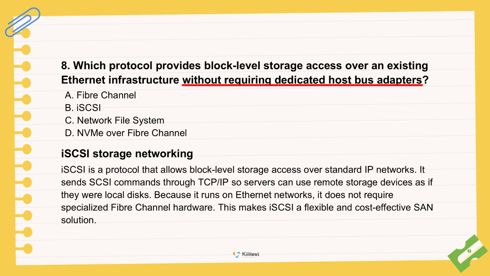The same goes for NVMe over Fibre Channel. It still relies on that expensive physical fabric. Which leaves iSCSI as the hero here. iSCSI takes those raw block-level SCSI commands and encapsulates them inside standard IP packets. It then transports them over the exact same standard commodity Ethernet networks you already have deployed in your data center. It's an incredibly cost-effective way to build a robust storage area network.